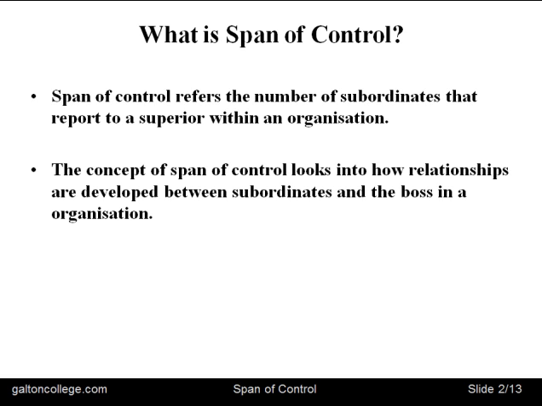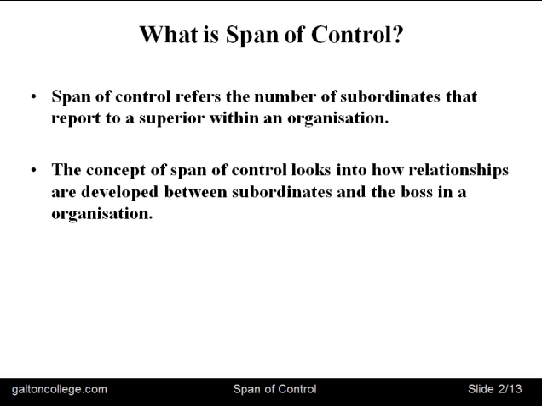Well, it refers to the number of subordinates, the number of workers that report to a superior or to a manager within an organization. So it refers to the number of workers per manager. That is the span of control. That's how you would measure it. The concept of span of control looks into how relationships are developed between workers and management in an organization, between subordinates and the boss in the organization.